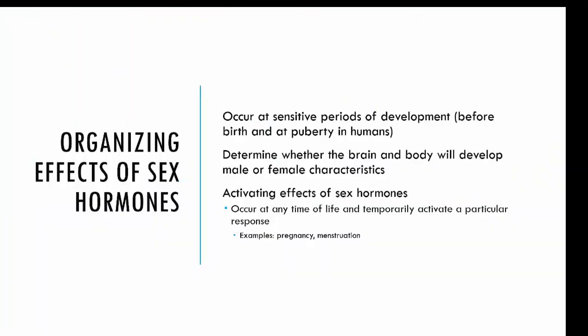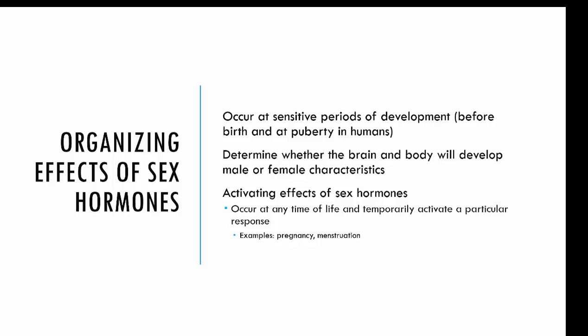So, organizing effects of sex hormones: there's basically two different types of effects, but we'll find that there's not a super clean line between the two of them. Basically, the organizing effects of sex hormones occur at sensitive periods of development. A lot of the organizing effects happen before birth during prenatal development, but there's other organizing effects that happen at puberty. That period of adolescence and the teenage brain is a really powerful time period. These organizing effects of sex hormones will determine whether the brain and body will develop male or female characteristics.